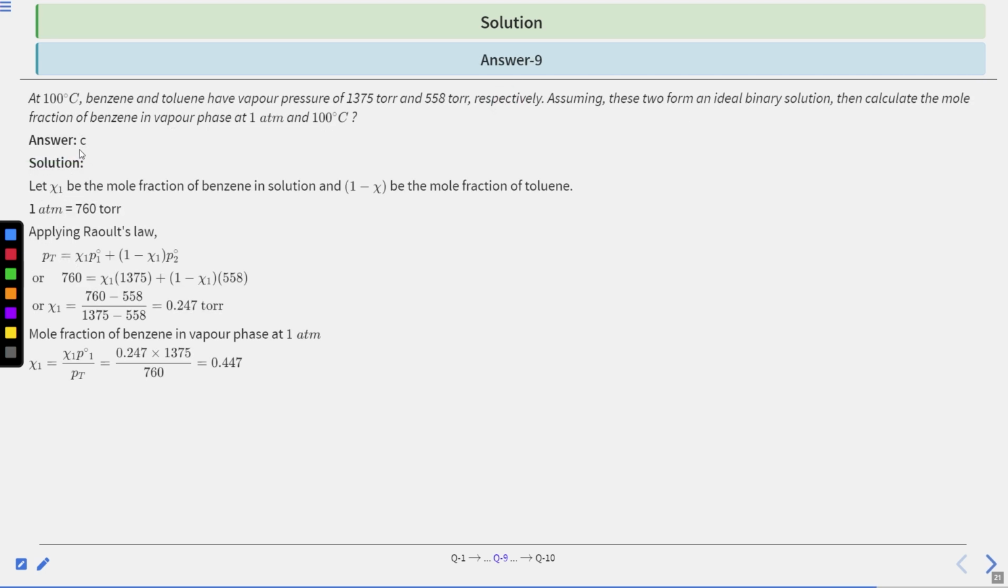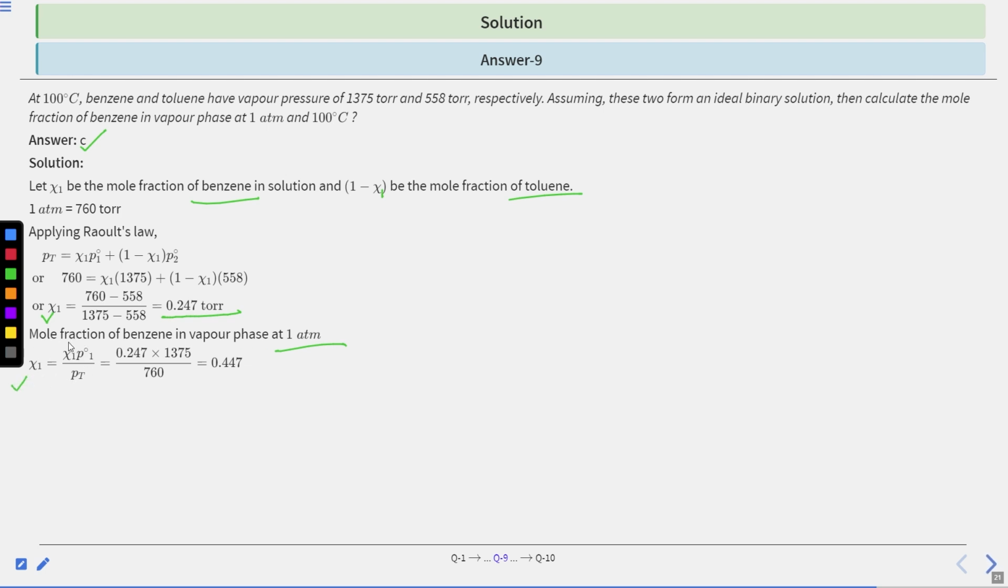So the correct answer is option C. Let x1 be the mole fraction of benzene, and 1 minus x1 will be the mole fraction of toluene. And we know that 1 atmosphere equals 760 torr. So applying Raoult's law, we have total pressure equals the mole fraction of benzene into its vapor pressure plus 1 minus mole fraction of benzene into the vapor pressure of toluene. On putting the values given in the question in this equation, we have mole fraction of benzene equals 0.247.